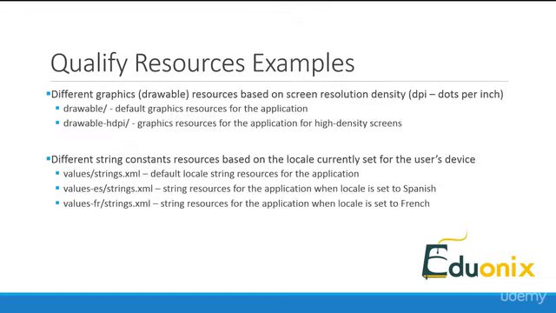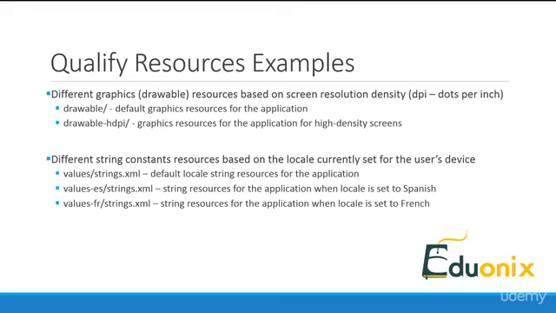Here we have a few examples of how easy it is to use qualifiers to designate specific resources for specific configurations. In the first example, we want to define different graphics or drawable resources based on the screen resolution of the device. In Android, the screen resolution is usually defined in reference to DPI or dots per inch. Let's take the example of developing an application that has default drawables, which are graphical resources like PNG images, and higher resolution drawables, those for higher resolution devices.